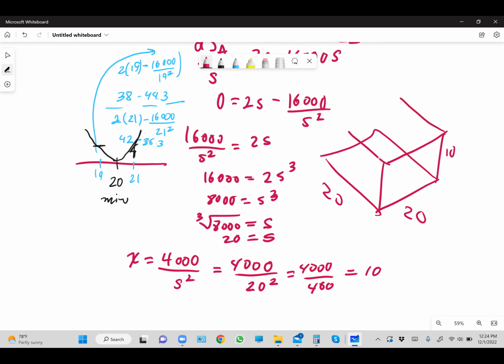And this box will have a volume of 4,000 and its surface area would be at a minimum. We use the minimum amount of material, the minimum amount of dimensions needed to acquire that necessary volume. This is an optimization problem, guys. Make sense? Do you feel better?